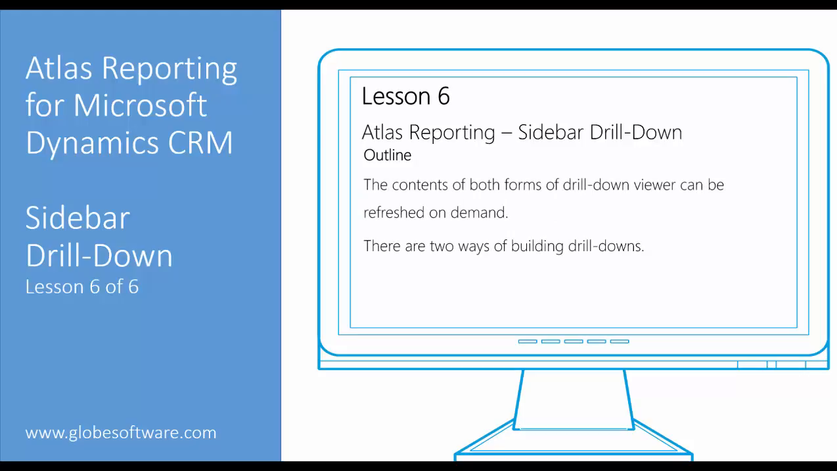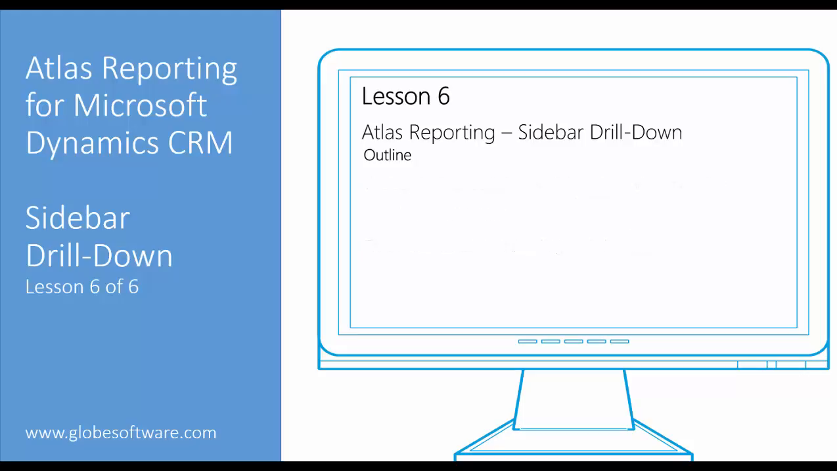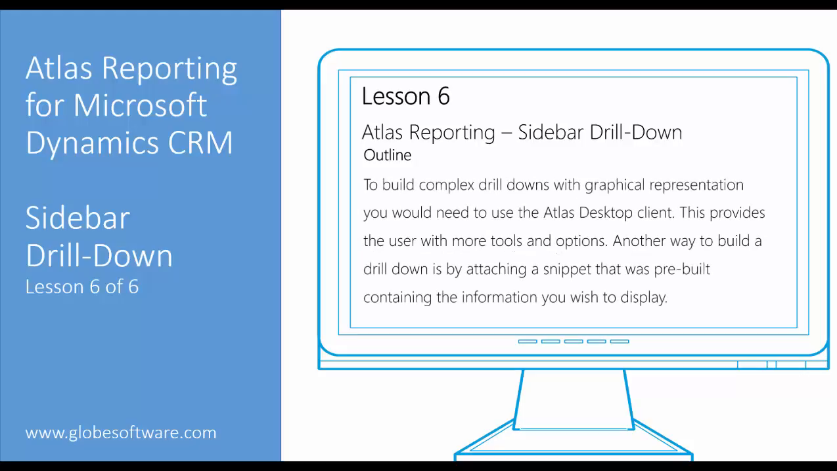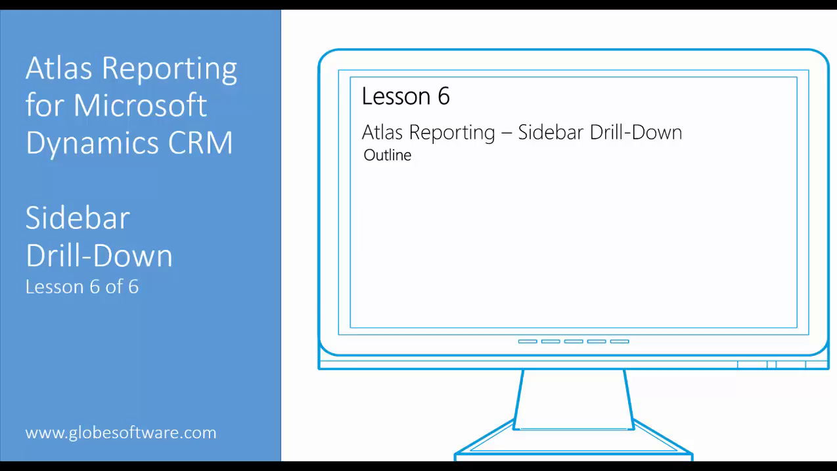There are two ways of building drill downs. To build complex drill downs with graphical representation, you would need to use the Atlas desktop client. This provides the user with more tools and options. Another way to build a drill down is by attaching a snippet that was pre-built containing the information that you wish to display. For the purpose of the training in this chapter, the Atlas desktop client will not be used.